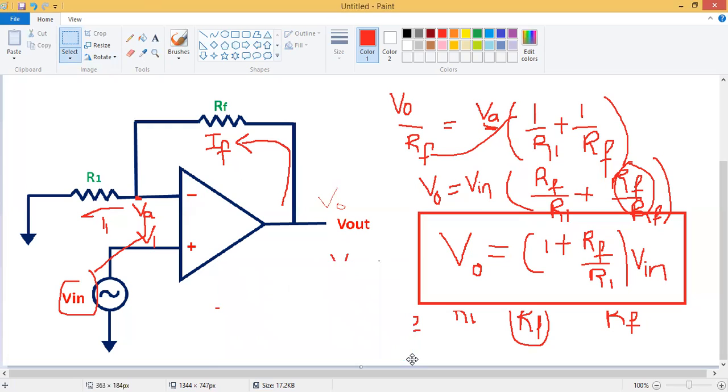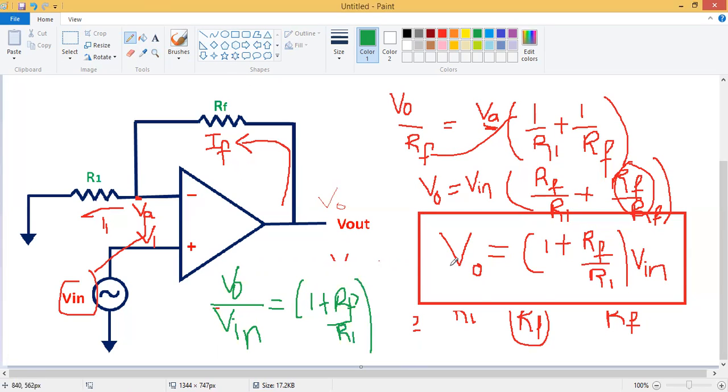From this expression, if you write the gain equation, how do we write it? V naught by Vin is equal to 1 plus RF by R1. So from this equation I got this equation. This is the voltage gain equation and this one is the output voltage expression. Okay, this is all about the non-inverting operational amplifier.